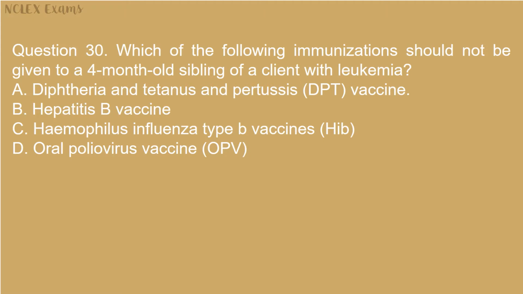Question 30. Which of the following immunizations should not be given to a 4-month-old sibling of a client with leukemia? A. Diphtheria, tetanus, and pertussis, DPT vaccine. B. Hepatitis B vaccine. C. Haemophilus influenzae type B vaccine, Hib. D. Oral poliovirus vaccine, OPV.